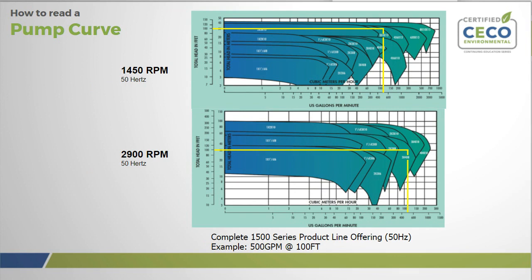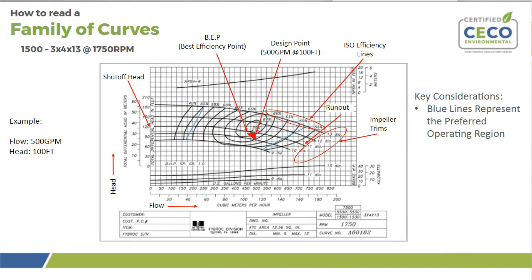So at 50 hertz, you have a completely different selection because operating at a different speed, you basically need a different pump size and/or impeller trim to get to the same point. So the frequency is very relevant as far as what type of pump you're selecting. So next slide. This is the same curve that we showed before.